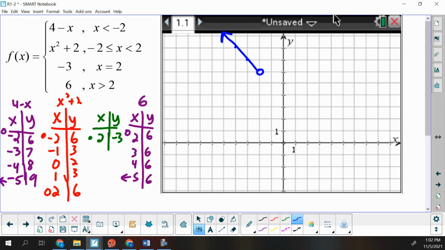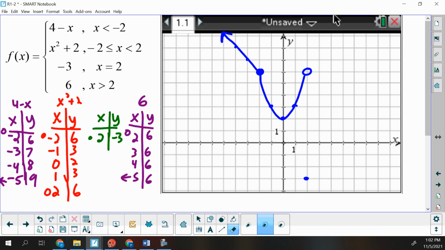Negative 2, 6, we have a closed circle. Well, notice that's just going to fill in that open circle. So we can fill that in with a closed. We'll have negative 1, 3, 0, 2, 1, 3, and 2, 6. Oops, 2, 6 was an open. Now that's a parabola, so we should draw it in with a nice smooth curve, not a pointed V at all. Next one was just a point at 2, negative 3.